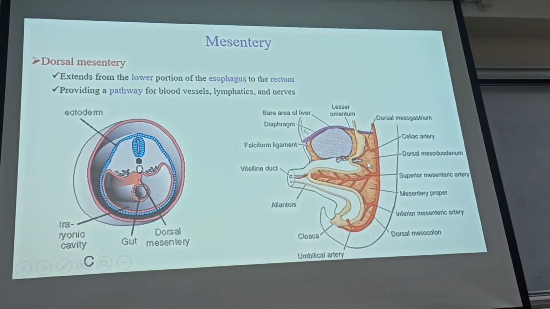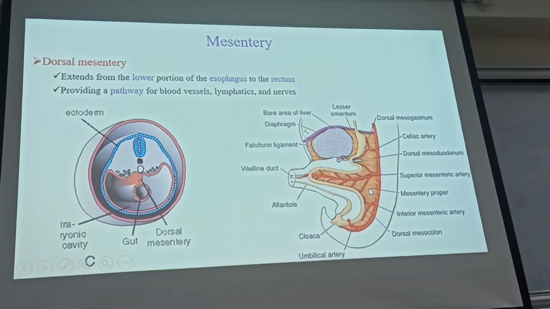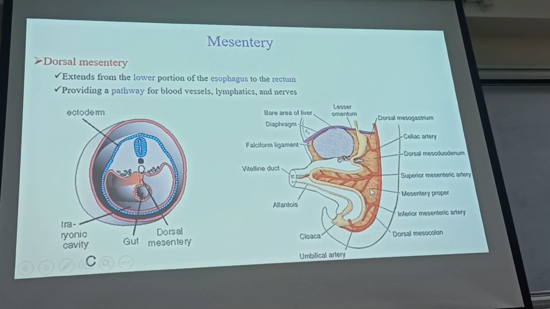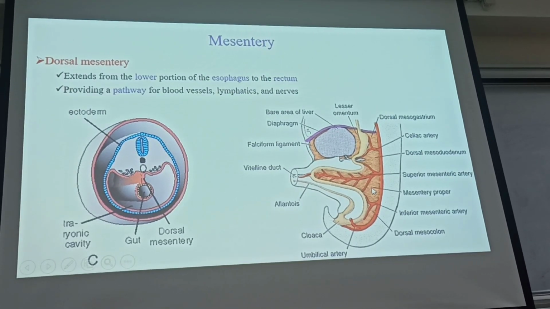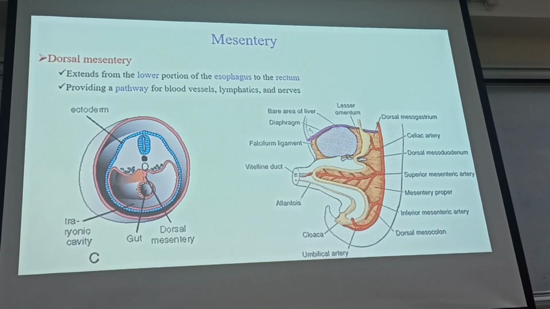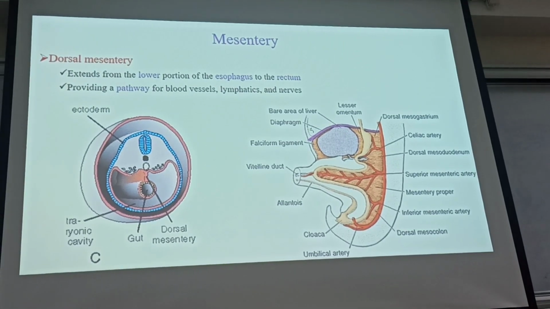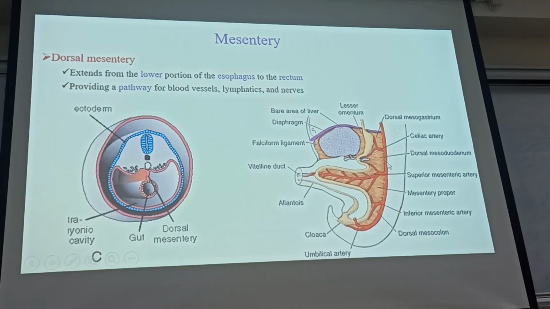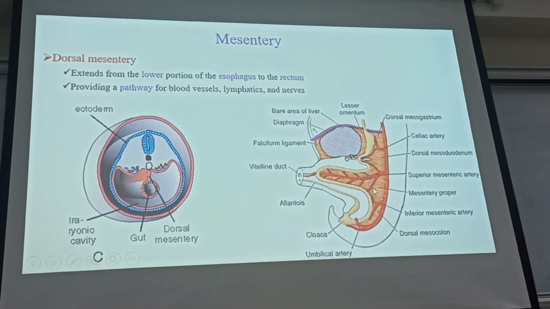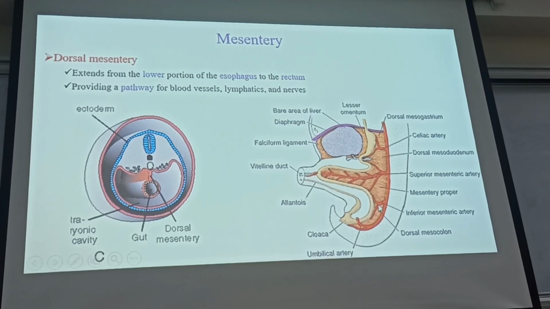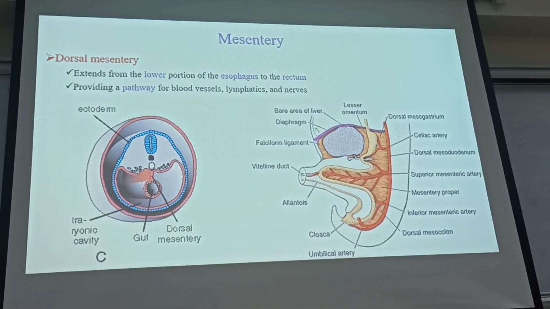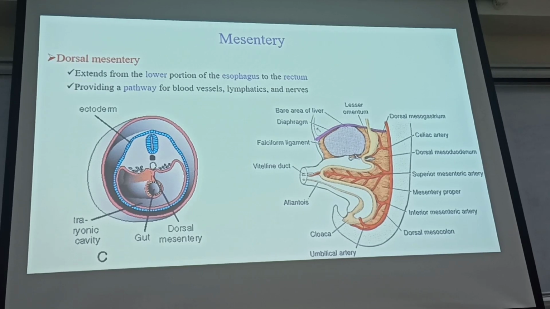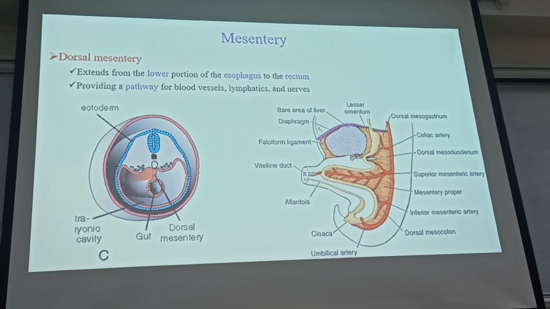As you see, dorsal mesentery is a pathway for the passing of vessels, lymphatics, and nerves. Look at this picture. Celiac artery, superior mesenteric artery, and inferior mesenteric artery pass inside the dorsal mesentery.